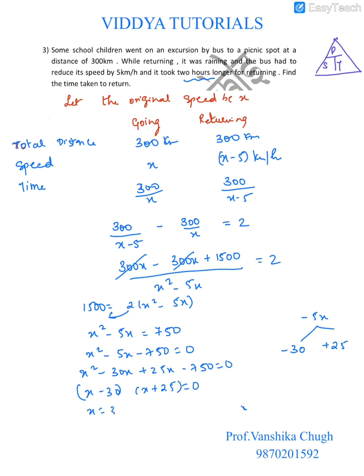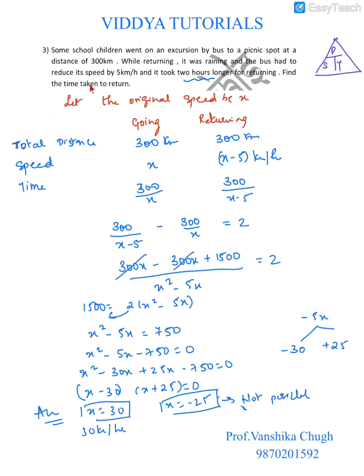So the value of x is 30. As x cannot be negative, x cannot be minus 25, which is not possible, and therefore the speed was 30 kilometers per hour. But this is not my answer, as in the question I was asked to find the time taken to return. Generally we stop on finding the speed and we fail to read our question again.